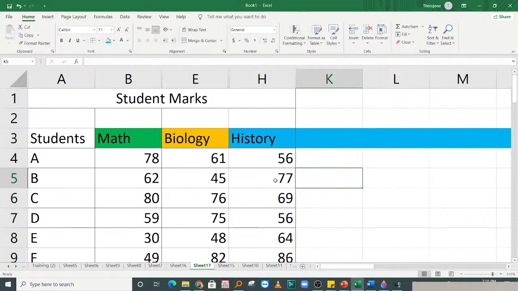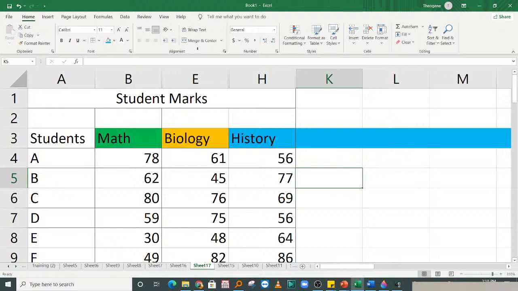Let me remain with math, biology, and history. They say that students succeed in math because they have succeeded in biology. We want to test if that is true or false. Do students have marks in math because they scored high in biology? Is there any relation, or is there no relation?